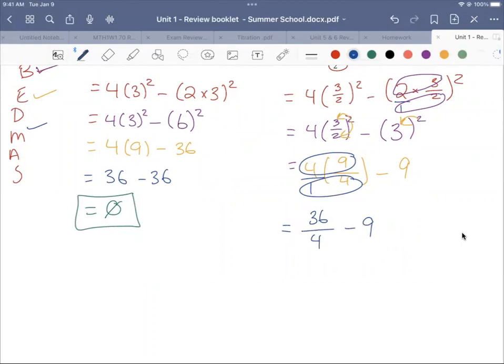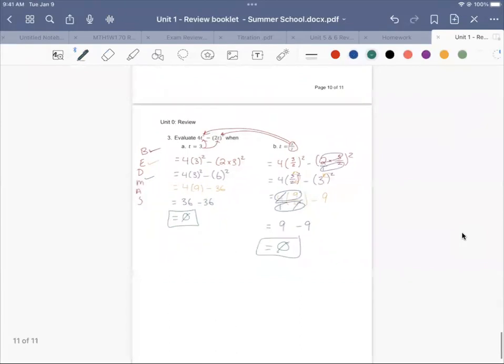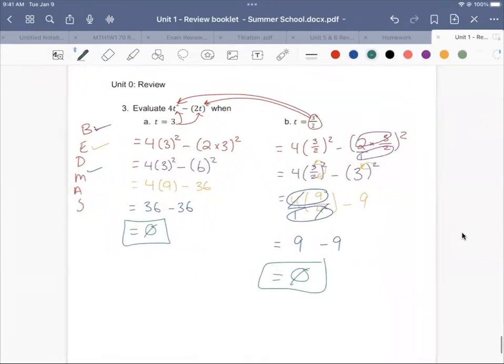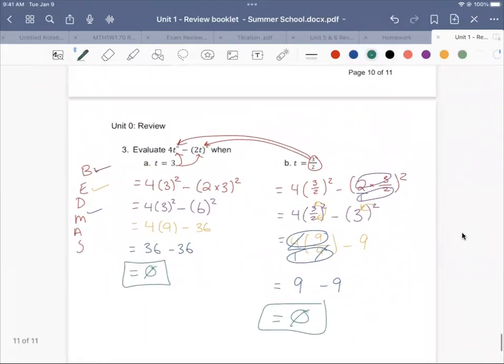36 is divisible by 4. You could also see that. I realized a misstep. 4 and 4 cancel out. So this is actually just 9. And this is 9 minus 9 is 0. So we can see here too where two different values give us an equation that is equal to itself both times. And that is the end for the substitution lesson.